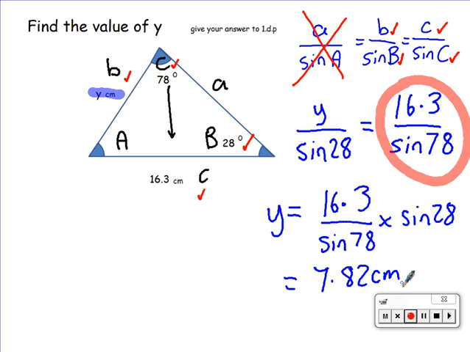Does that look reasonable? Yeah, it looks pretty reasonable. That side, because it's opposite quite a small angle, is going to be a lot shorter than side C, for example, so 7.82 does make sense.